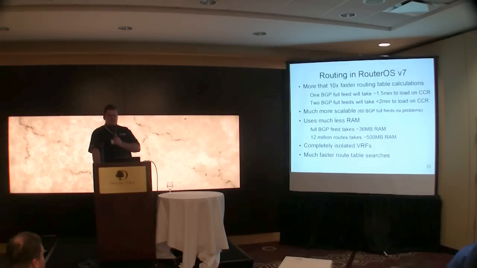So basically, we played with something like 60 full feeds already. And we reduced the time it takes to load, and we reduced the memory that it takes. So a full BGP feed will now take only 36 megs of RAM, and 12 million routes, that's the highest number we actually tested, will take only around 500 megs of RAM.